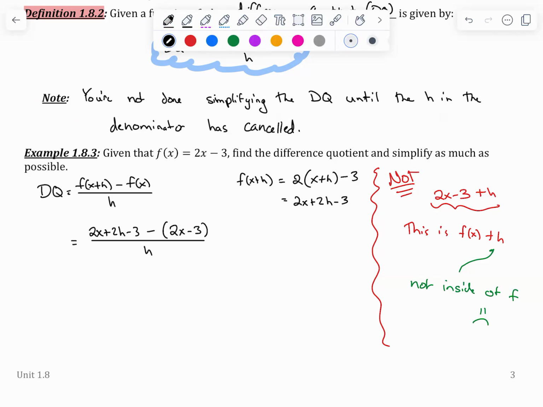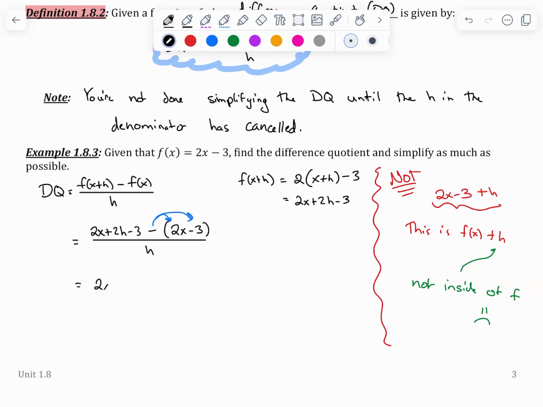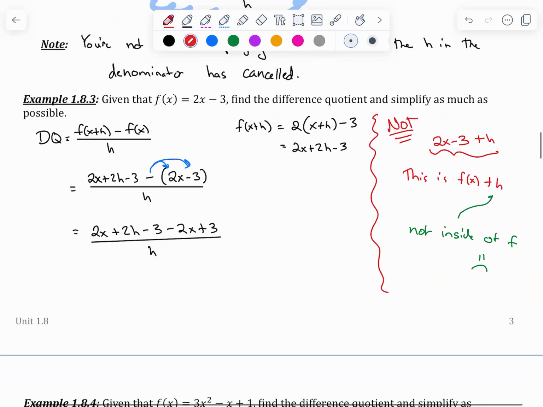So parenthesis 2x minus 3. Now I can distribute that minus sign, and I get 2x plus 2h minus 3 minus 2x plus 3, all divided by h. And very nicely, the 2x's cancel, and then the 3's cancel, leaving us with just 2h over h, at which point the h's cancel, leading us to a final answer of 2. We know this is our final answer because the h in the denominator has finally been canceled in purple here. So that's how we do it.